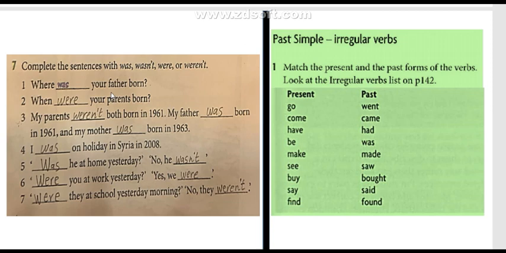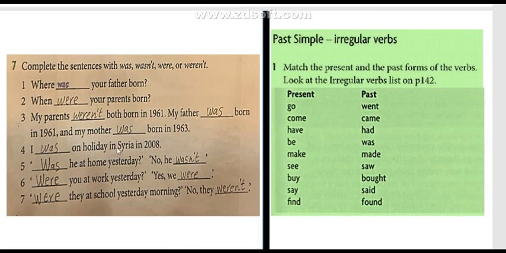Where was your father born? Because your father is singular, we put was. When were your parents born? Because your parents are plural, two persons, we put were. My parents weren't born in 1961, because not both of them were born in this year, and because it's plural, we put weren't. My father, because he is singular, we put was, was born in 1961, and my mother was born in 1963.